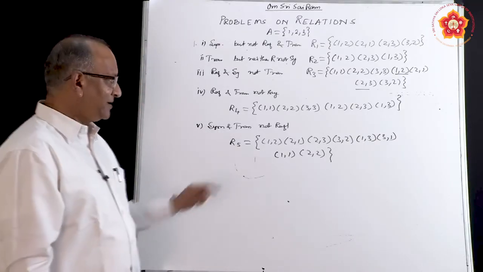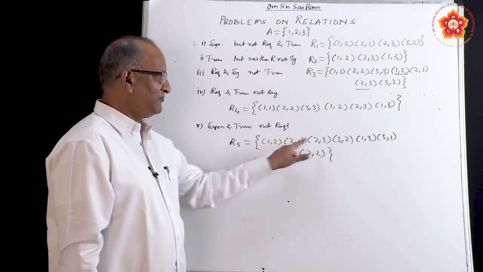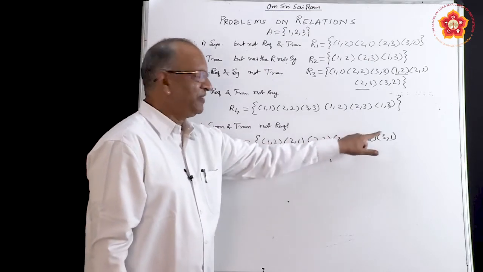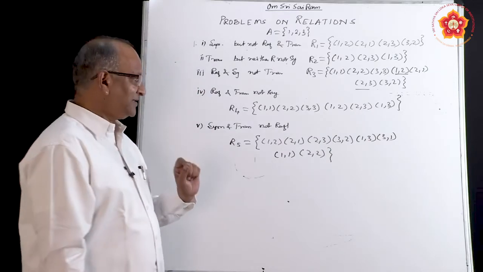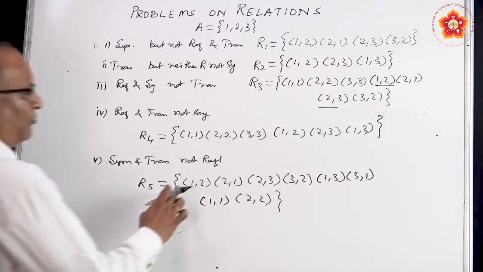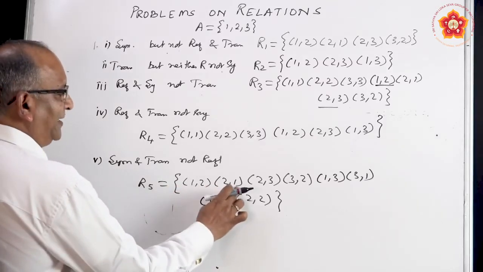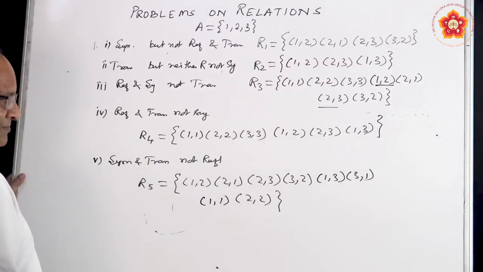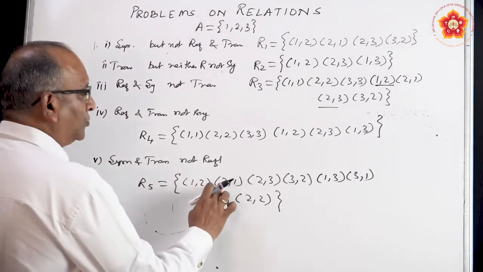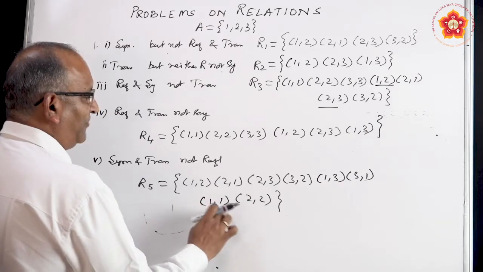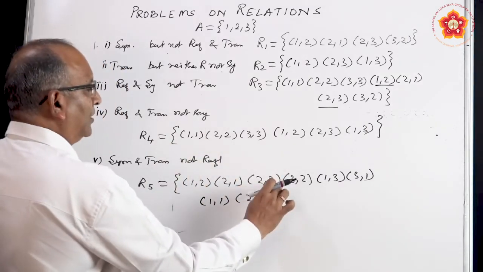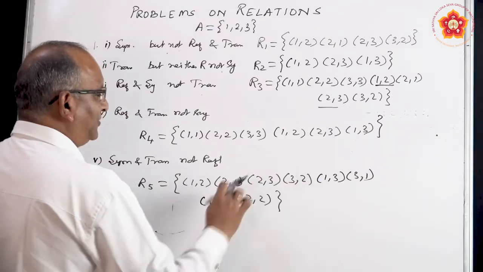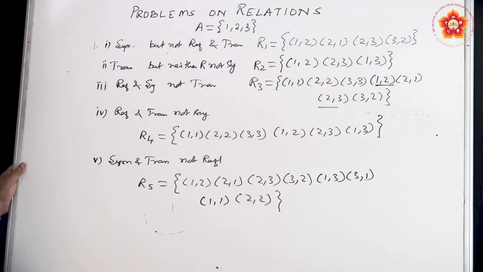Why is it symmetric? When (1, 2) is there, there is (2, 1). For (2, 3), we have got (3, 2). For (1, 3), we have got (3, 1). So it is symmetric. It is also transitive. How do you say it is transitive? (1, 2) is there, (2, 1) is there. For that, we have (1, 1). (2, 1) is there, (1, 1) is there, and (2, 1) is there. (3, 2) is there, (2, 3) is there, and (3, 3) is there.